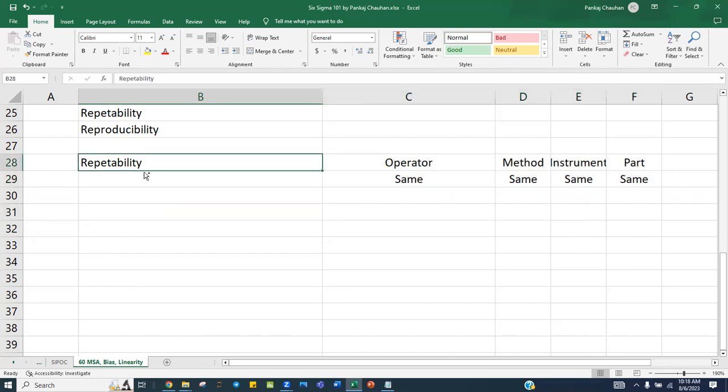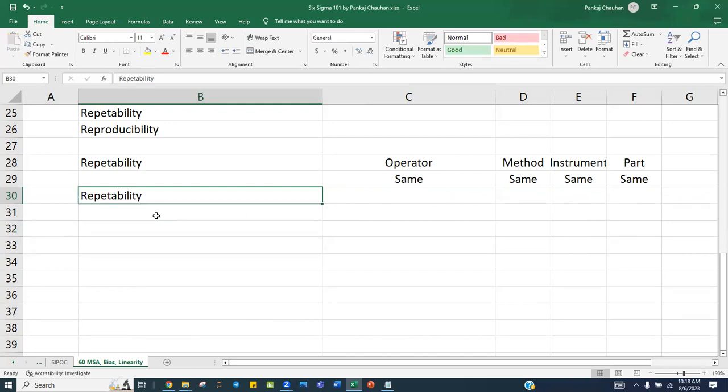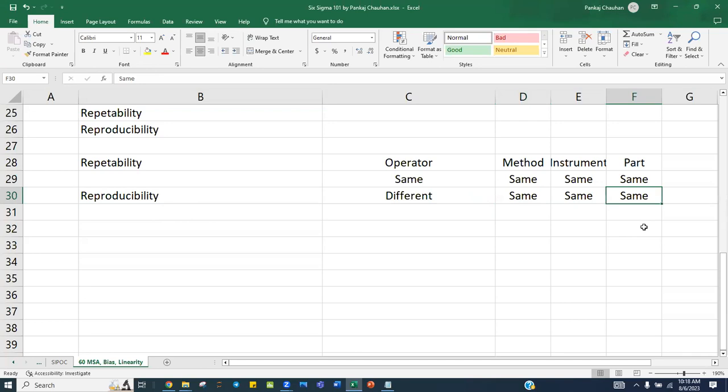And when we talk about the reproducibility, in reproducibility, the operator will be different. Suppose first time I am measuring something and the second time you are measuring something. So the operator to operator variation or the person to person variation is what changes in the reproducibility. Otherwise, the rest of the things remain the same.